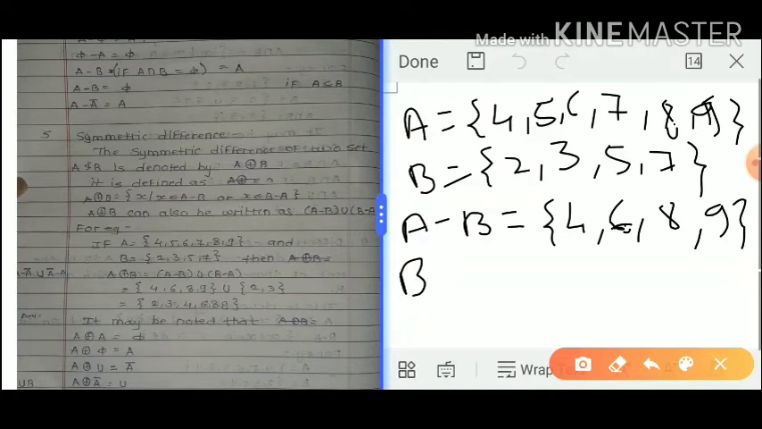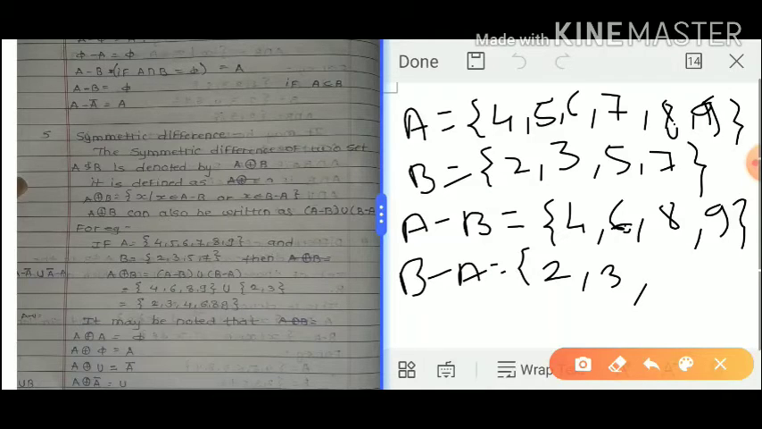Next, B minus A. B minus A means consider the elements of set B. Element 2 does not belong to set A, so write down 2. 3 does not belong to set A, so 3.